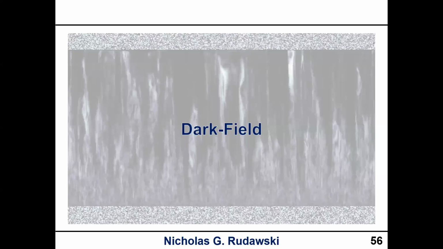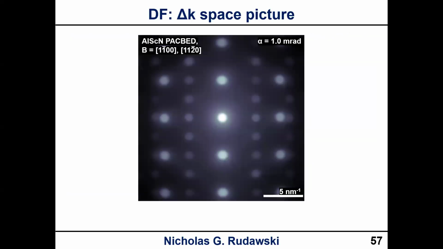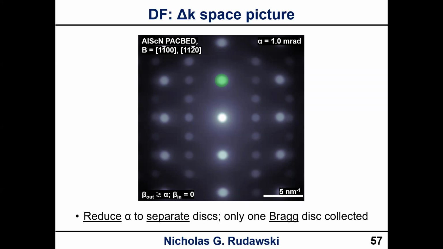And then if we look at the twin to bright field, or evil twin to bright field, this would be dark field. Okay, so notice I didn't say annular dark field, I said dark field. Again, same packed bed pattern we just saw. But now because I have these disks well separated, because my alpha value is 1 millirad, I can select a single Bragg disk. Same detector geometry I had before, I've just shifted the pattern so that a Bragg disk falls on the detector. Again, I have to reduce alpha to separate the disks, and I'm only getting one Bragg disk collected.